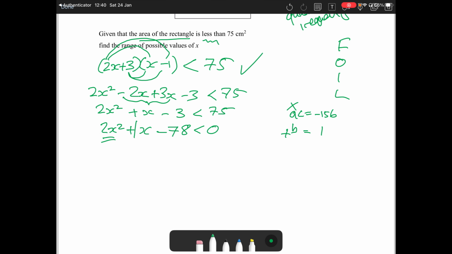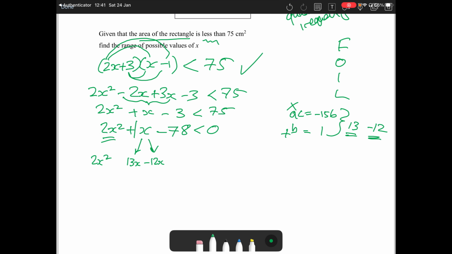Again, you can try different pairs of numbers, and if it looks like you're going nowhere, just use the formula, right? But bear with me here. So, I've lucked out. I've tried 12 and 13, and that gives me 156. They're also 1 apart, meaning the two numbers would be positive 13 and negative 12. Now, with the AC method, we always split the middle term, in this case 1x, into 13x and minus 12x, because that would add to give 1x.